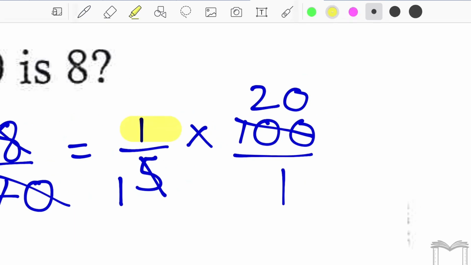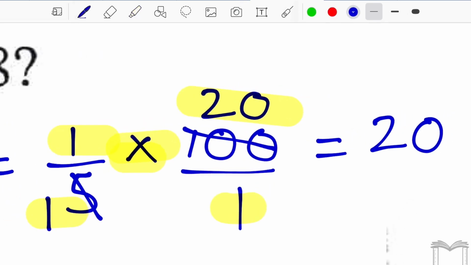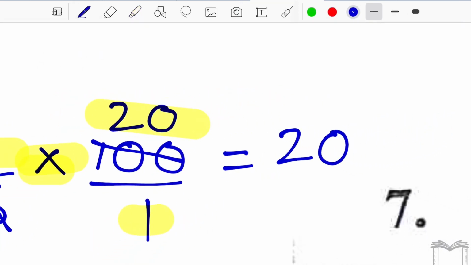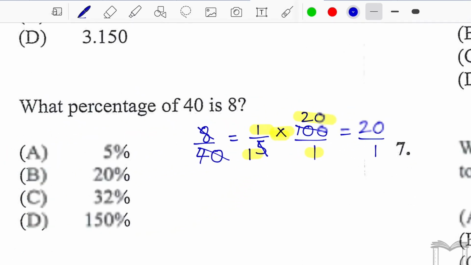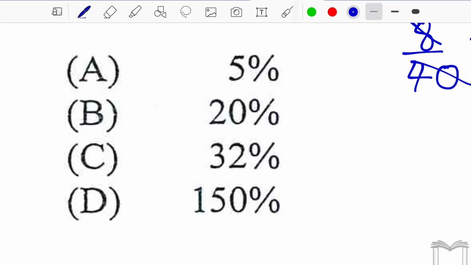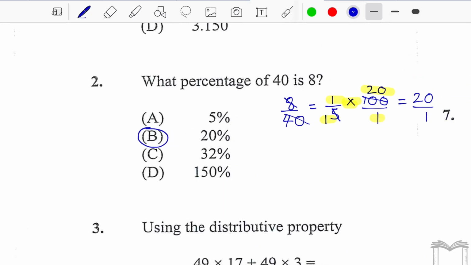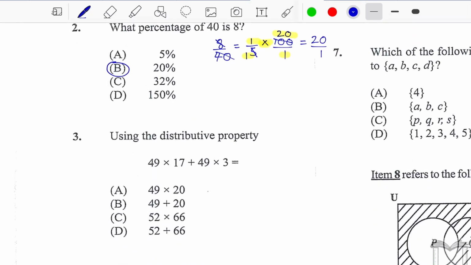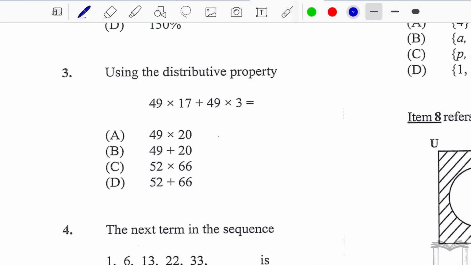So if we look at the top, 1 times 20 is equal to 20, and the denominator, 1 times 1 is equal to 1. So any number divided by 1 is itself, so 20 over 1 is equal to 20%. This is part B. Sorry, the answer is B. Okay, good so far, easy.